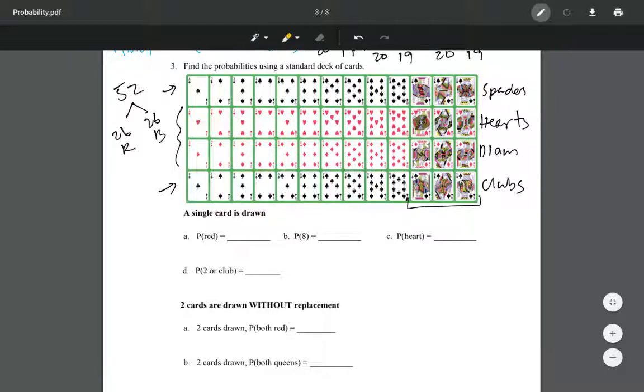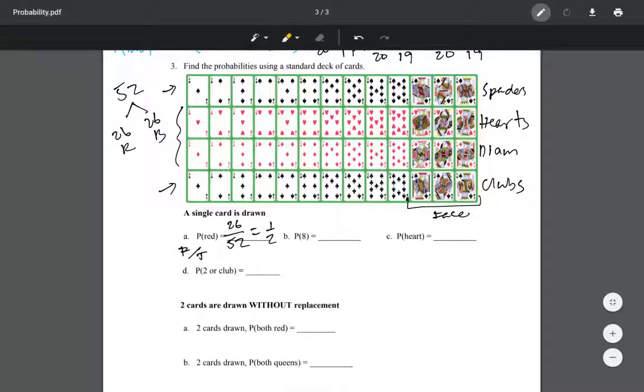These, the jack, the queen, and the king, are all considered our face cards. It's really all you need to know to be able to do these probabilities. So if we draw a single card, I want to know what the probability is that it's red. So we're going to be using our favorable out of total outcomes here. There are 26 red cards and 52 total. That's half the deck. So 1/2 or 50%.